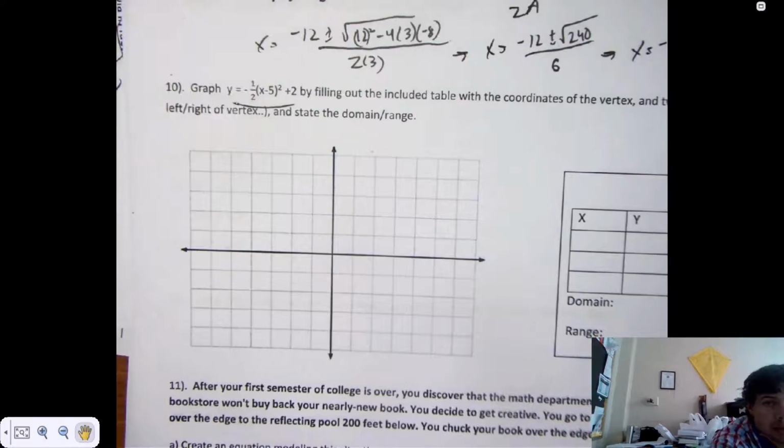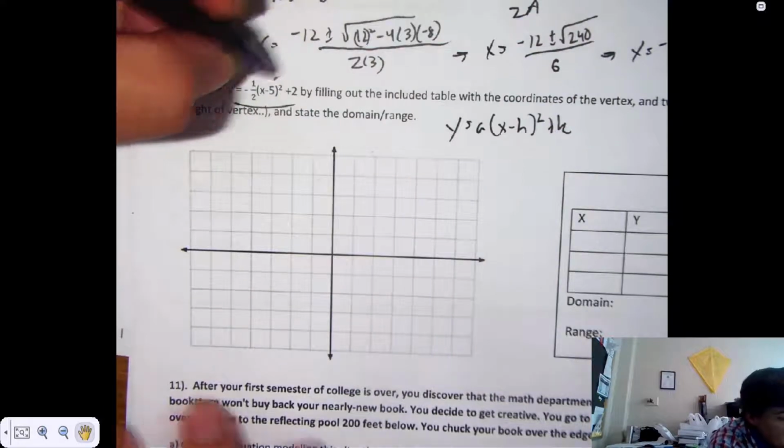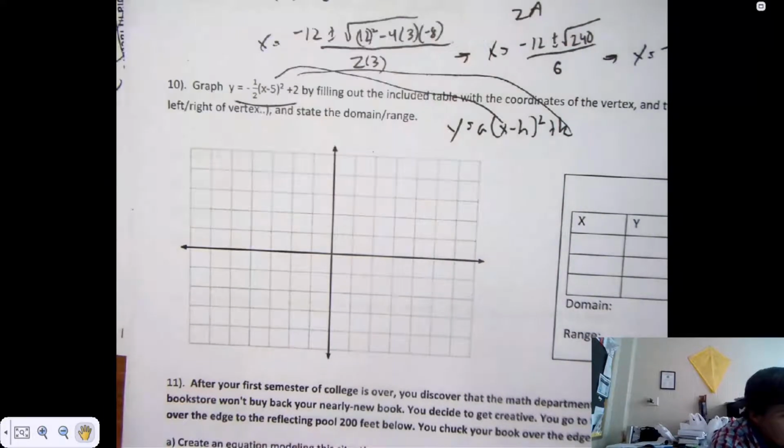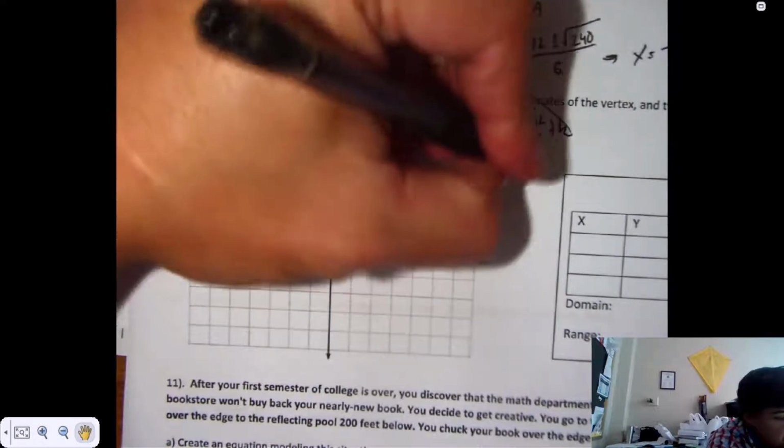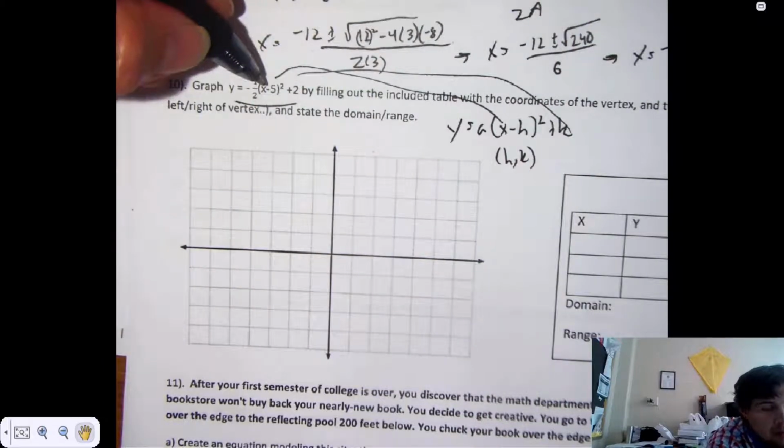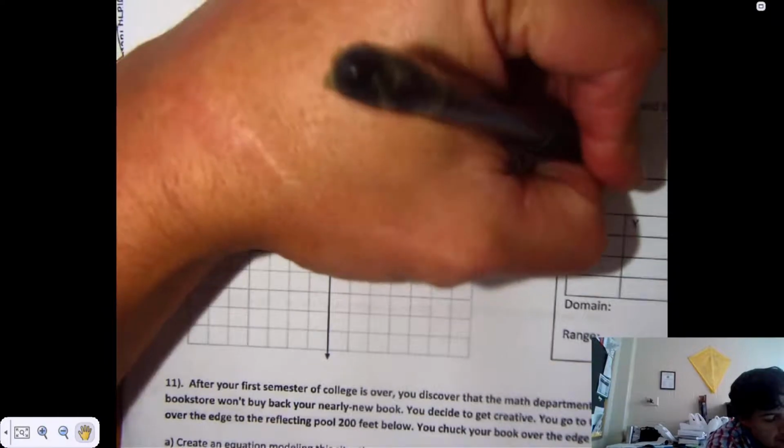And all you gotta do is realize this thing is in vertex form. It is given to you in the form y equals a times x minus h squared plus k. So just kind of line things up, kids. You know that h, k, remember change sign when you leave, is 5, 2. And that is your vertex.